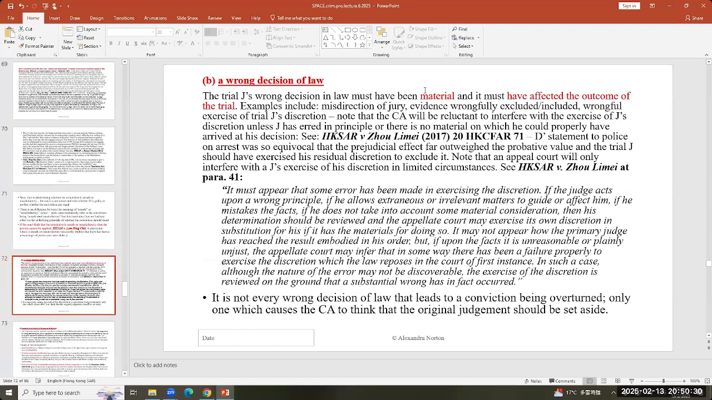Wrong decision in law has to be material, has to have affected the outcome of the trial. So misdirecting the jury, making a wrong decision on the admissibility of the evidence, wrongly exercising your discretion are all wrong decisions of law. But it has to be a material wrong decision in law, right? Not just every wrong decision that's made.